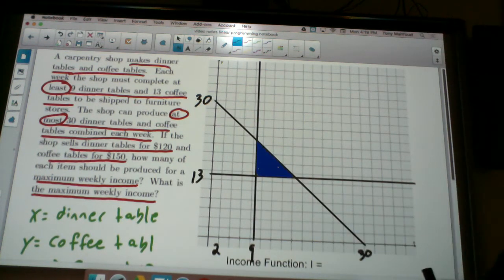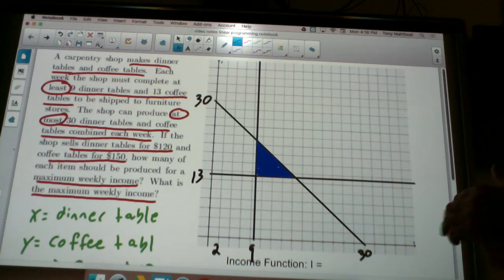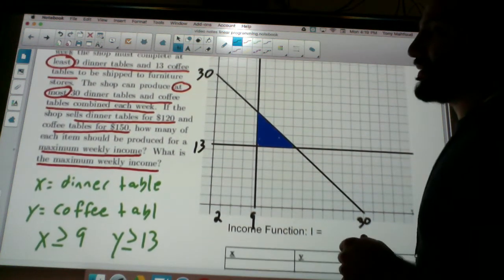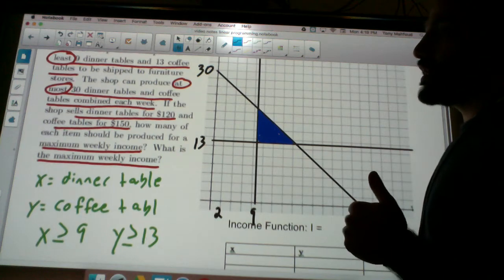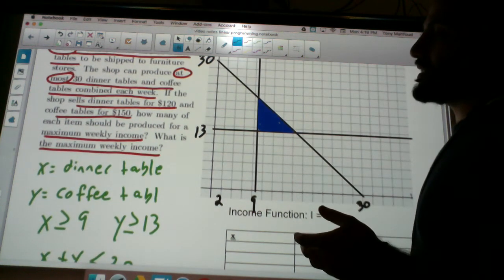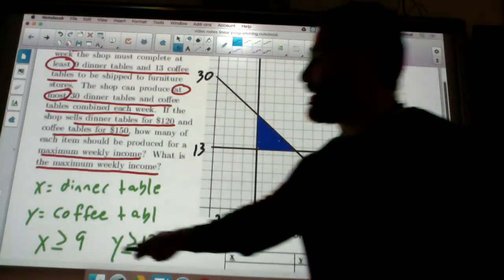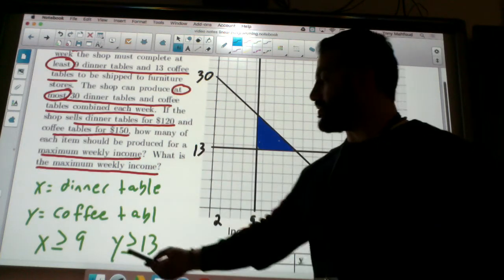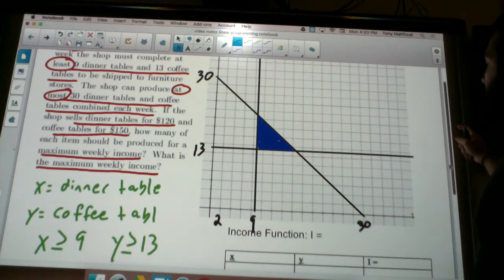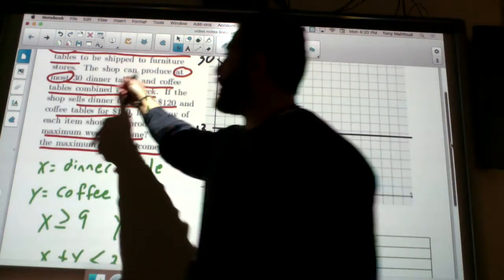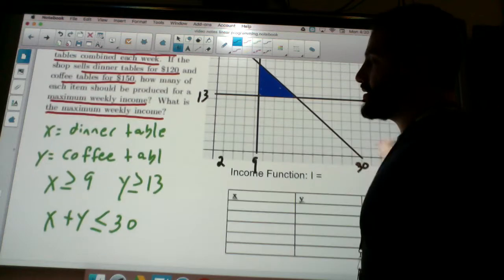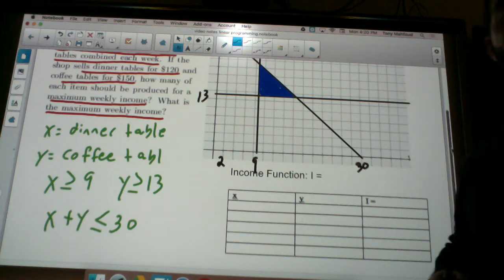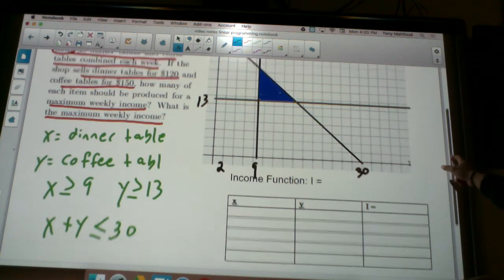So this problem is talking about a carpentry shop that makes dinner tables and coffee tables. So we ended up identifying that our unknowns were the dinner tables and the coffee tables because my question is asking me how many of each item should be produced. So we've developed constraints. We developed limits that are telling me I need to make at least 9 dinner tables. So x is greater than or equal to 9. I need to make at least 13 coffee tables. So y is greater than or equal to 13. And I need to produce at most 30 dinner tables and coffee tables combined. So when I combine the coffee tables and the dinner tables, at most I can have 30. And again, your partner Team A will go through how these were actually developed if you are not fully understanding how the constraints were developed.